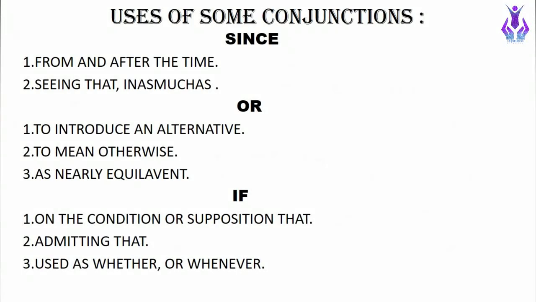Now moving towards the uses of some of our major conjunctions. Number one is since. Since is our conjunction, used from and after a time. When we are mentioning some time, like from this to this, there we put since. For example, I have been in such a pickle since I saw you last. So since means from and after this time.